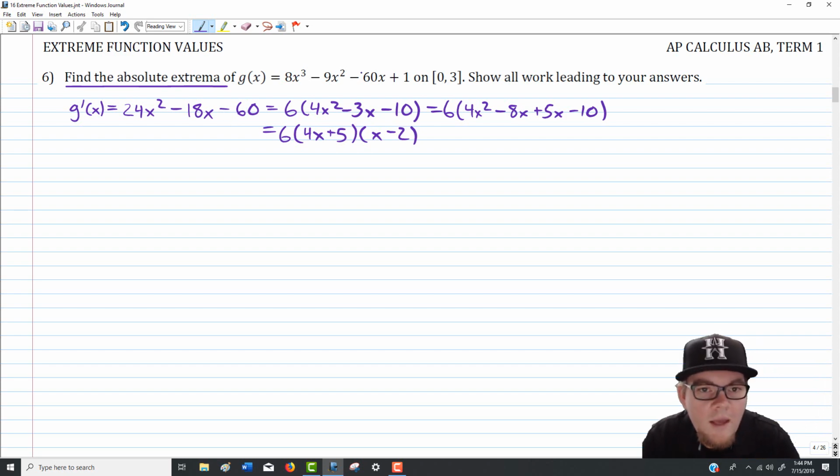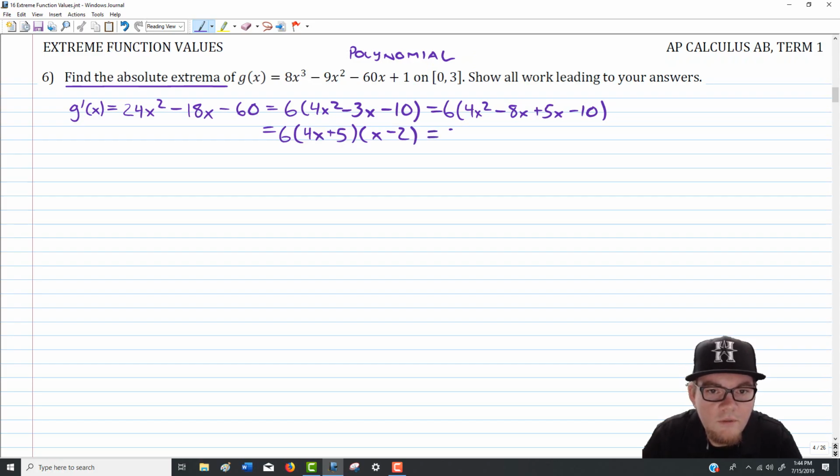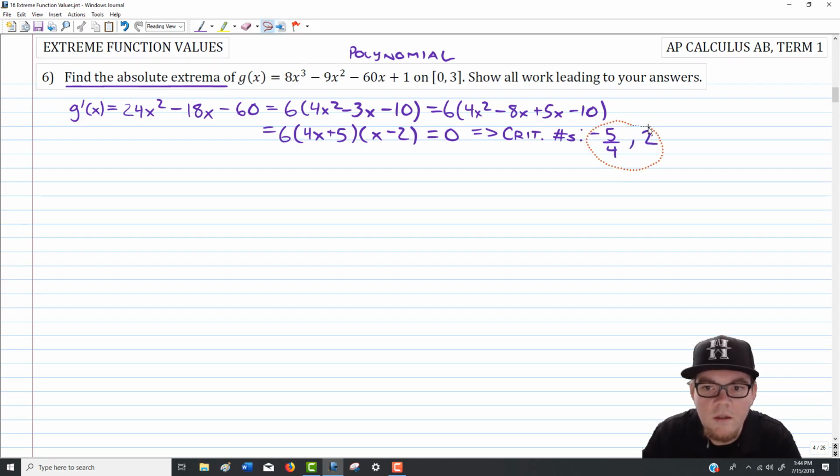Now that we found g prime, and of course we've recognized that we have a polynomial, meaning that the function is continuous and differentiable everywhere, all we have to do is set this derivative equal to 0. And when we do, we find our critical numbers. Looks like there are going to be two of them. There's a critical number at x equals -5/4, and there's a critical number at x equals 2. I forgot to write x equals, of course I did, and I'm going to have to rewrite it. Okay, so there are our critical numbers.